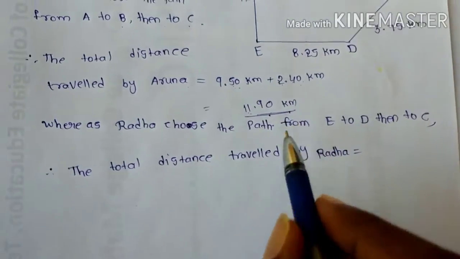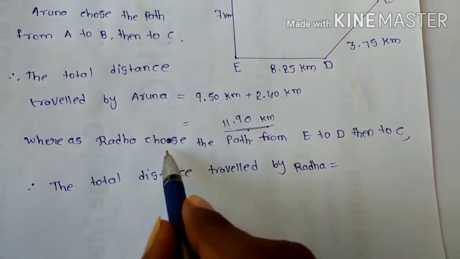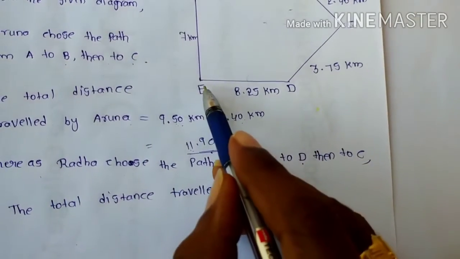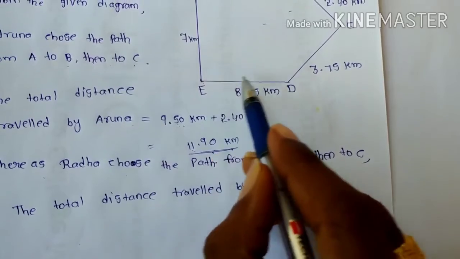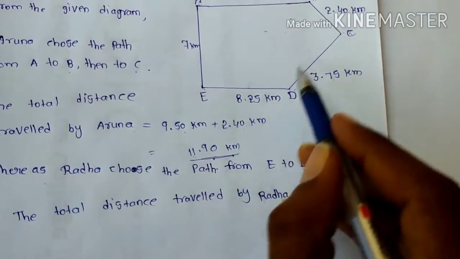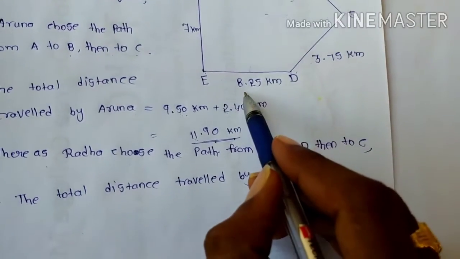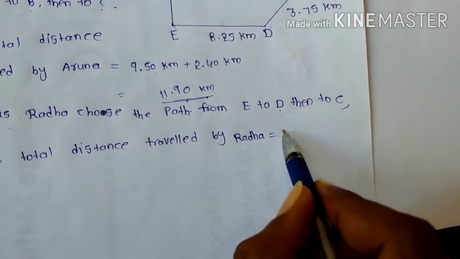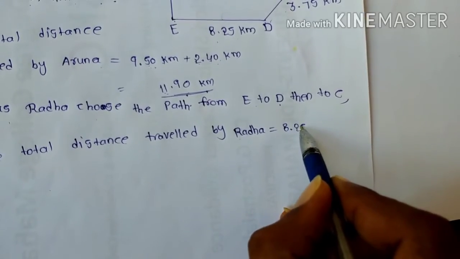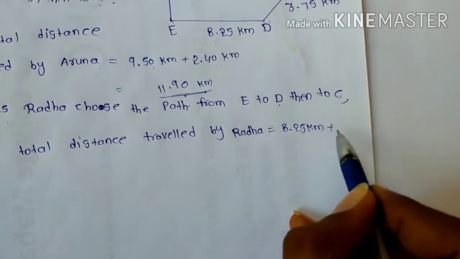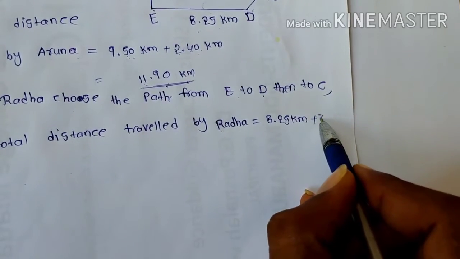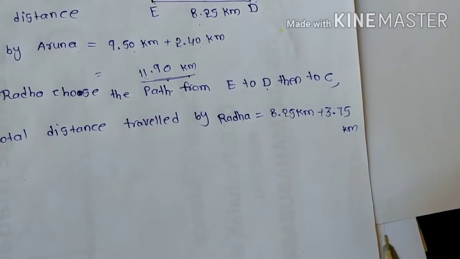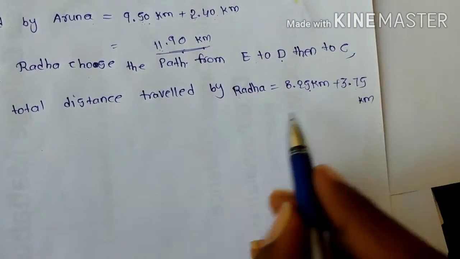Next, whereas Radha chose the path from E to D, then to C. That means ED plus DC. ED is equal to how much? 8.25. So I am writing here the total distance traveled by Radha is equal to 8.25 kilometers plus 3.75 kilometers. Just add both.